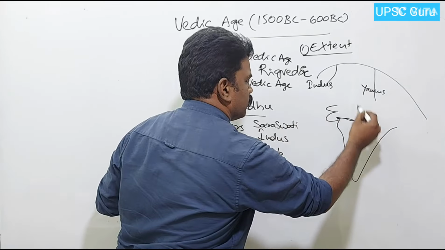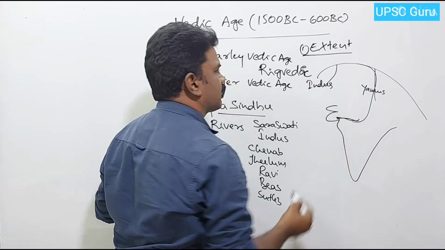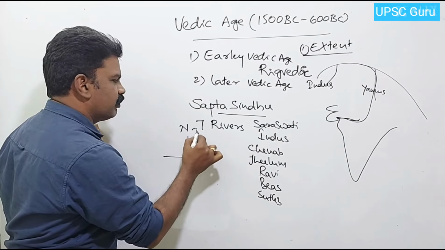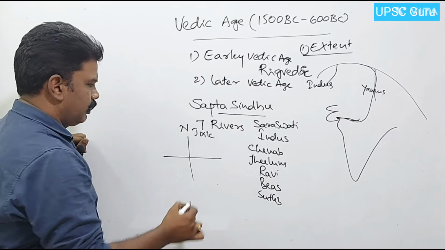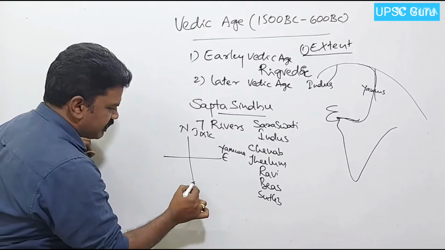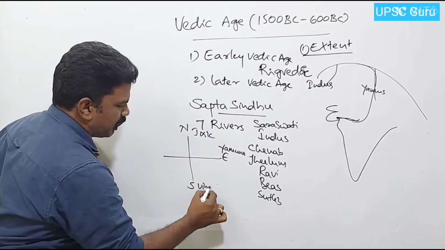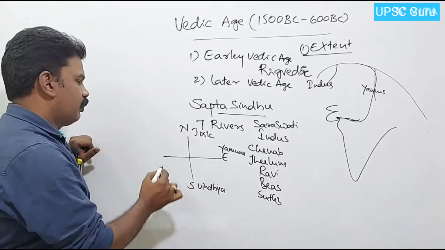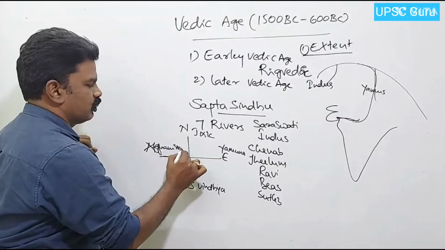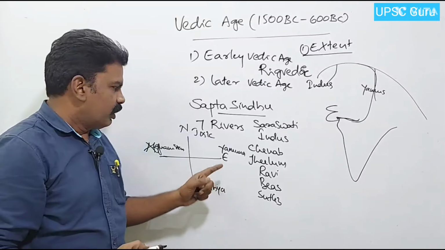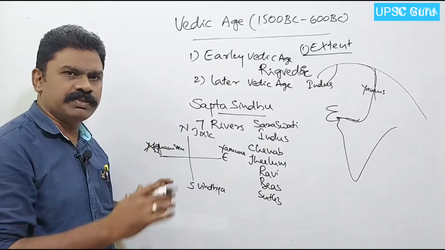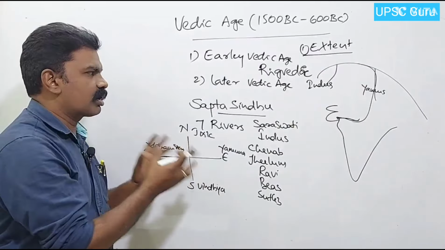Coming to the boundaries of this area: the northern boundary was Jammu and Kashmir, the eastern boundary was the Yamuna River, the southern boundary was the Vindhya Satpura ranges, and the western boundary was Afghanistan. So they did not cross these boundaries. They did not mention the Yamuna River, the Vindhya Satpura region, Afghanistan, or Jammu and Kashmir. These places were not crossed.